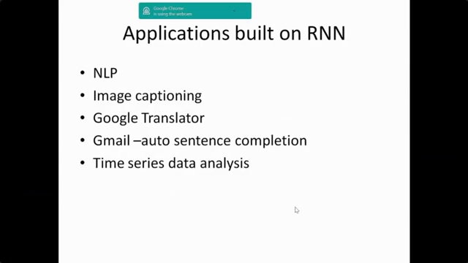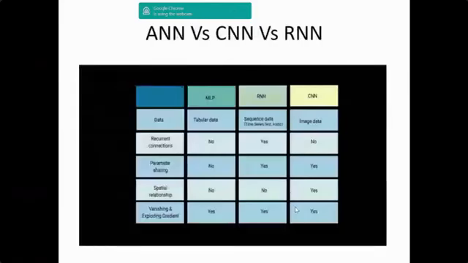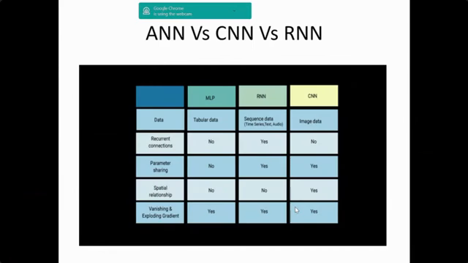Image classification is good to go with the CNN, whereas RNN is used for other purposes. If you compare ANN, CNN, and RNN on a few parameters, first the data, what kind of data we will be getting. In the case of the CNN, it is mostly image data we work with. For RNN, we use sequential data. It is time series data. It could be text data or audio data.